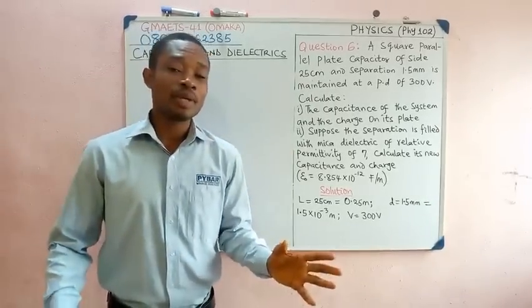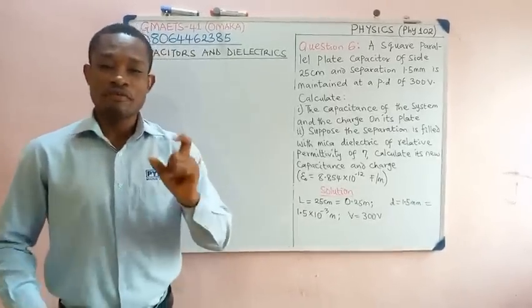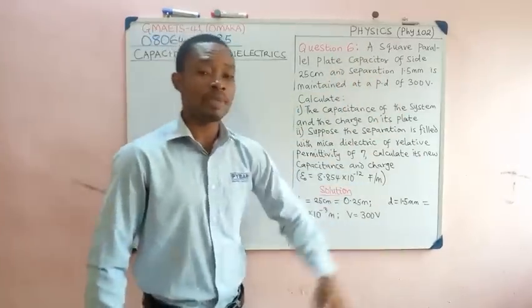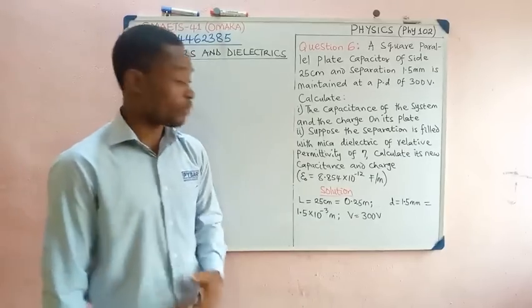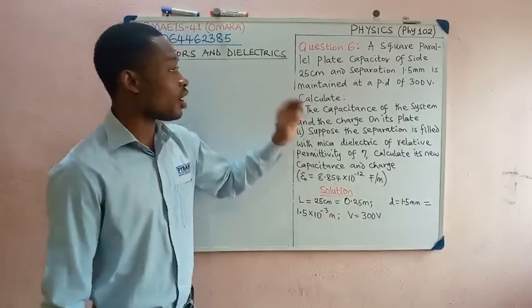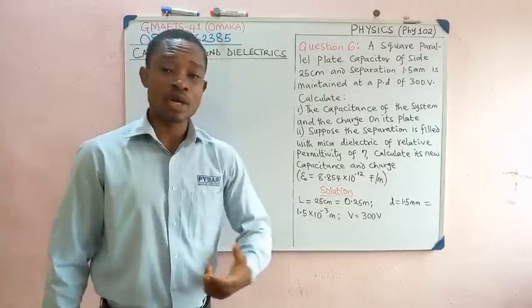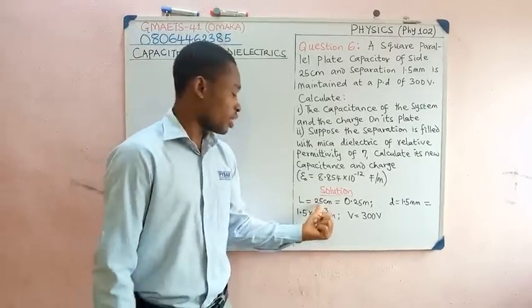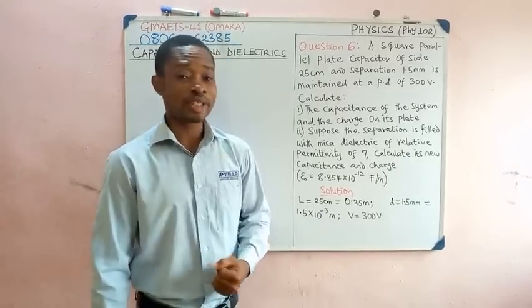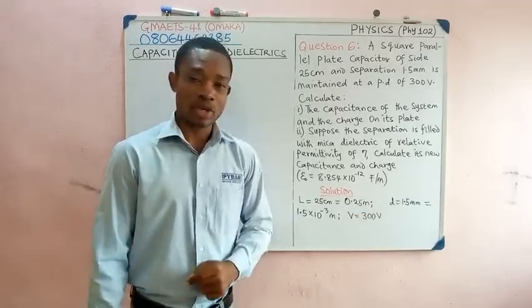And in solving this problem, you would recall that as a strategy, first of all, we define the parameters, the data that we know from the question. Of course, we've defined that the length of the square parallel plate is given to us as 25 centimeter, which is 0.25 meters by dividing 25 by 100, so as to express it in meter, SI unit.